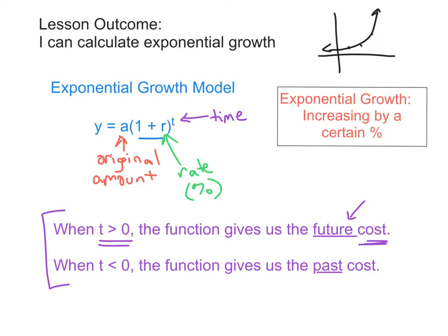On the other hand, if t is less than 0, like -1, -2, -3, that would mean like 3 years ago. Now, if something is growing, that means 3 years ago it was less. It doesn't mean it's decaying, it's still growing, but we're talking about time being less. So we would be talking about our past amount that we had as this item is growing.